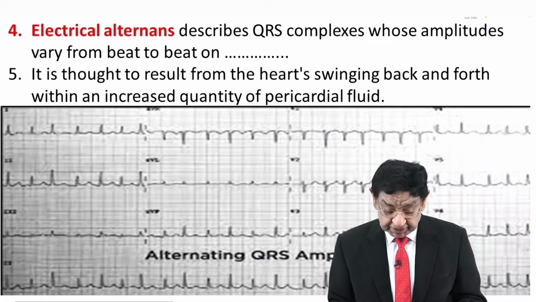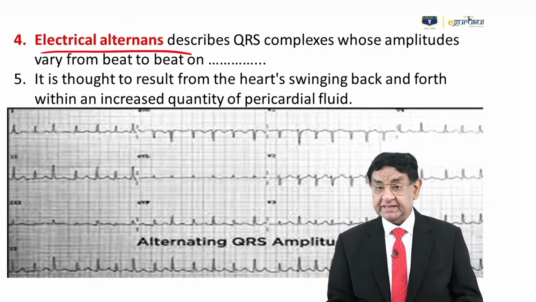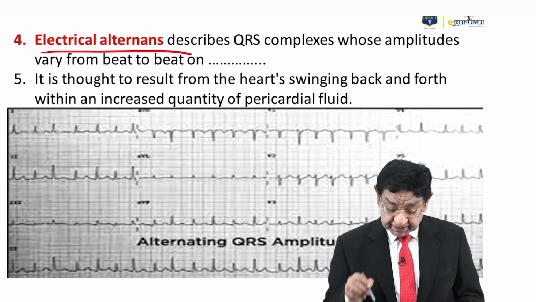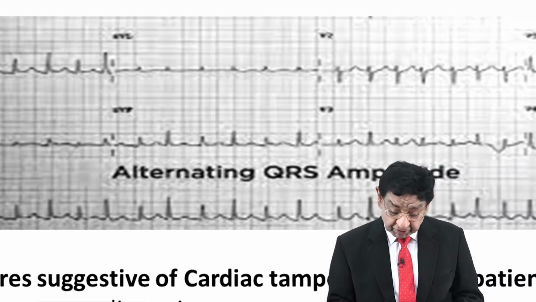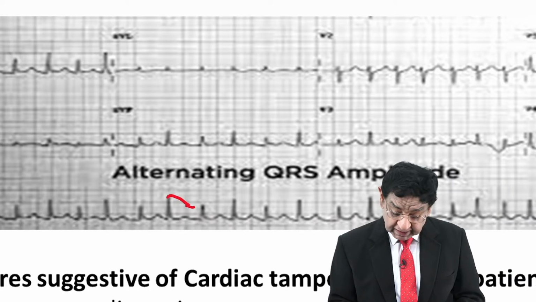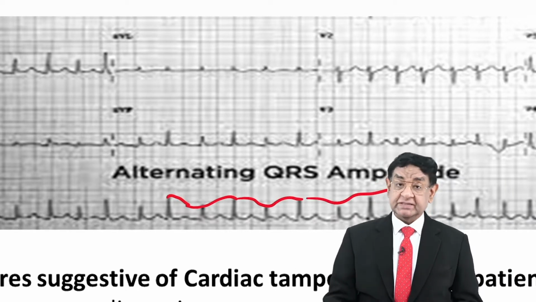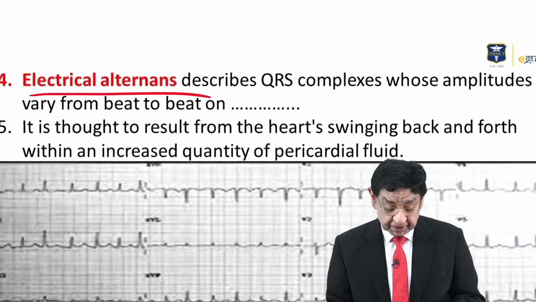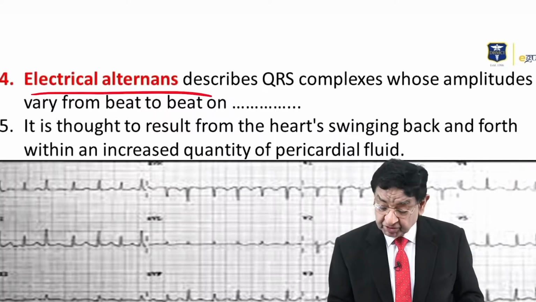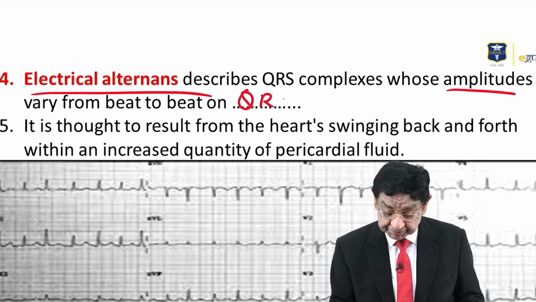Now look into the ECG. When we talk about electrical alternans, as it has been asked in the question, the QRS complex amplitude varies beat to beat. Look, the height varies. This is the classical finding that we get in electrical alternans. So beat to beat variation of the amplitude of the QRS complex is there.